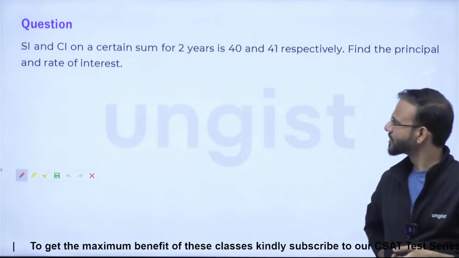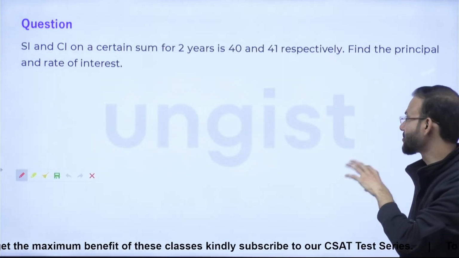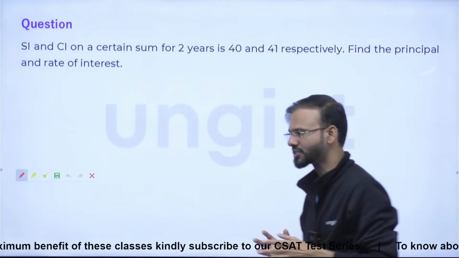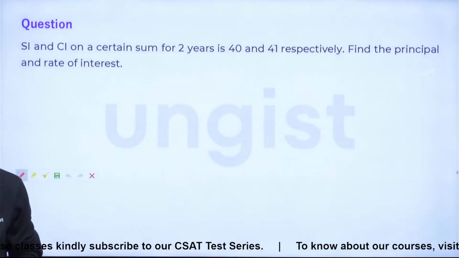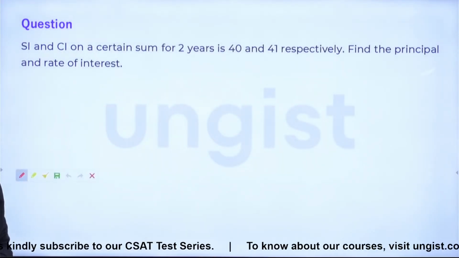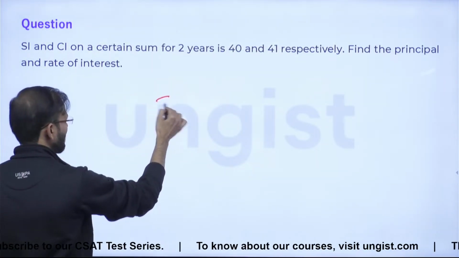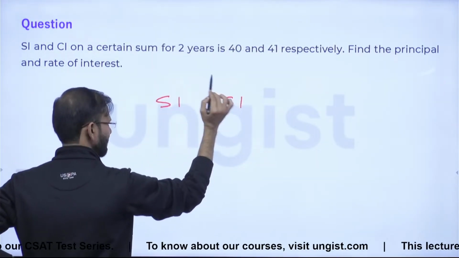See, all of you, just look at this. Question is saying SI and CI on a certain sum for 2 years is 40 and 41 respectively. Then find the principal and the rate of interest. Right? You just tell me one thing, guys. SI and CI. ठीक है?